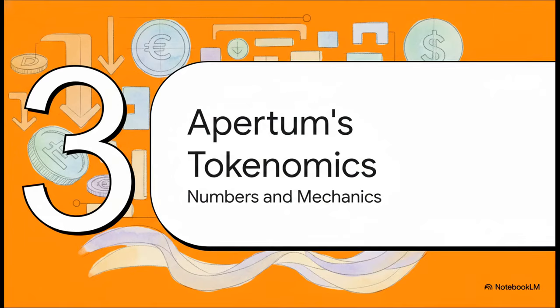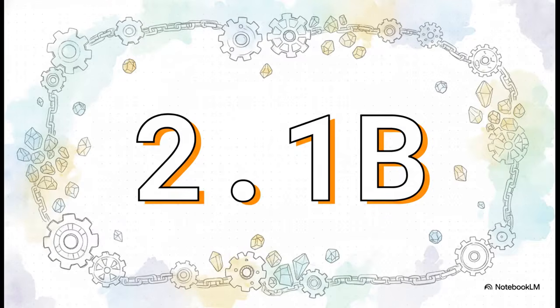Okay, so that's the theory. Now let's get into the nitty-gritty: Apertum's tokenomics. Let's look at the actual numbers and the specific mechanics they've put into place. According to their own docs, there is a hard-coded, completely unchangeable limit on the number of Apertum tokens that will ever exist. And that number is 2.1 billion. That's it. This is the absolute foundation of their scarcity argument. The supply can never, ever be inflated beyond this point.